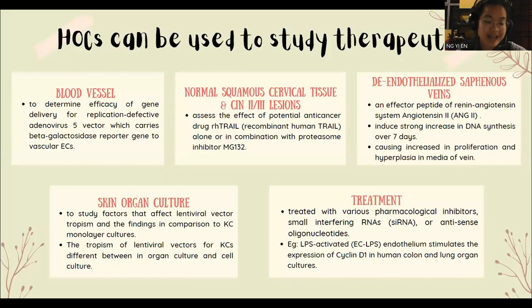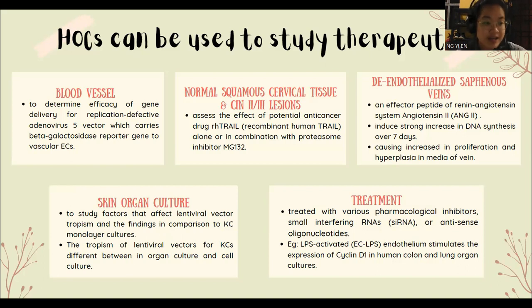Okay, thank you, Adam. Now let us look at how human organ culture is used to study therapeutics. Culturing blood vessels enables us to determine the efficacy of a replication-defective adenovirus vector carrying beta-galactosidase in vascular endothelium culture. Second is the skin organ culture, used to characterize the factors that determine lentiviral tropism. Then, by culturing normal squamous cervical tissue, we can test the effect of potential anti-cancer drugs such as recombinant human thrill.